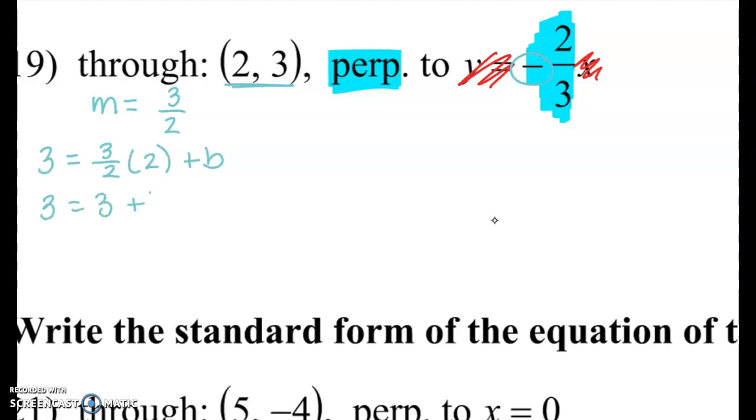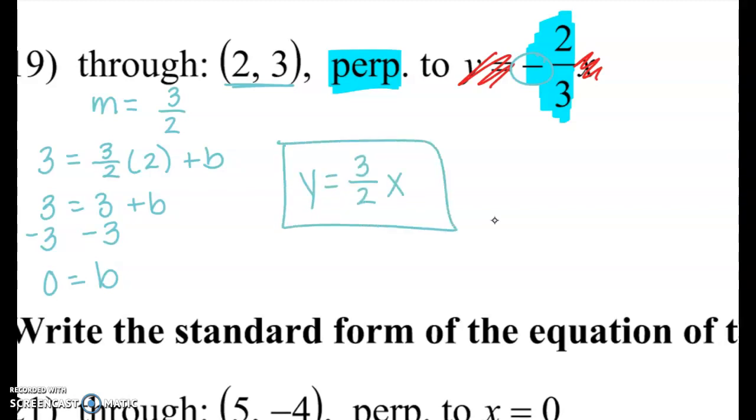3 is equal to 3 plus b. Subtract 3. So my b is 0. So when I write the equation of the line, it's going to be y is equal to 3/2 x. You can write plus 0, but you do not have to. And again, these first 2 problems are being written in slope-intercept form, so you don't have to worry about anything after that. Okay? All right, let's look at number 20.